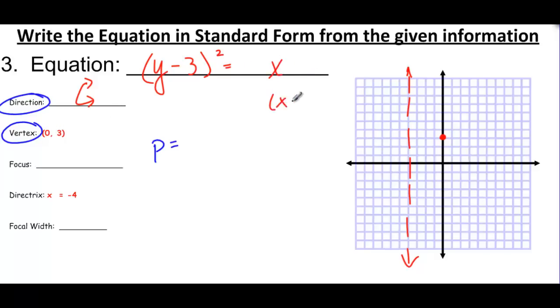This would technically be like x minus 0. But when we write the standard form, when we write it cleanly, we don't write x minus 0 because it's redundant. You don't really need that, so we just write x. But I didn't need to know what the p-value is.